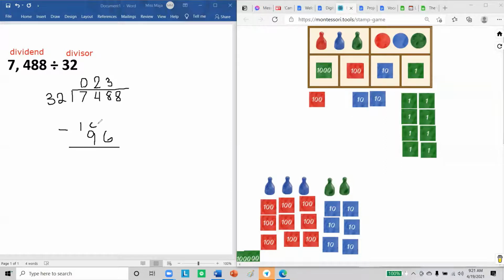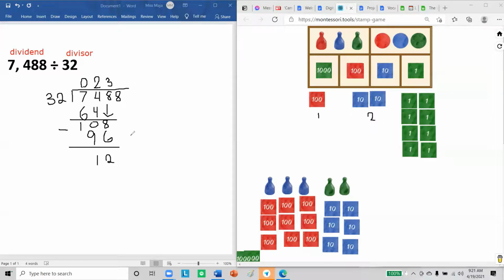108 minus 96 is 12. So the answer is 12. So now we have 12 here. You could also see that in the material. You have 1 and then 2. That's your 12. That's your remainder.